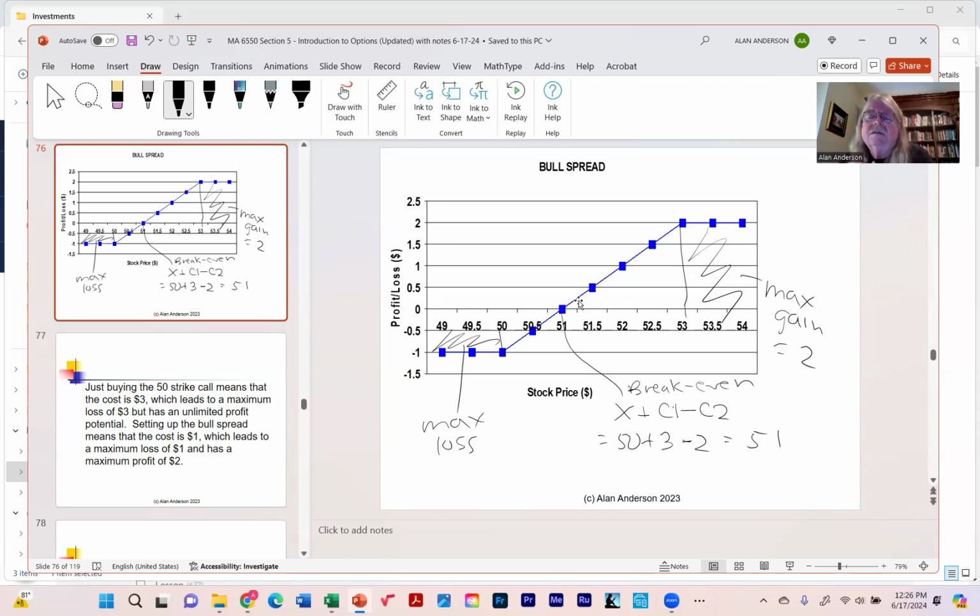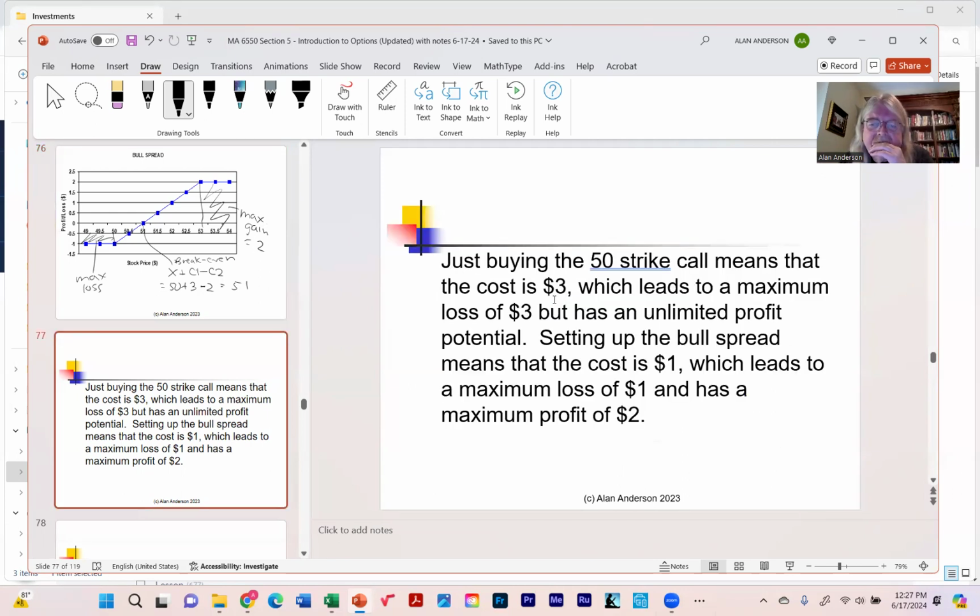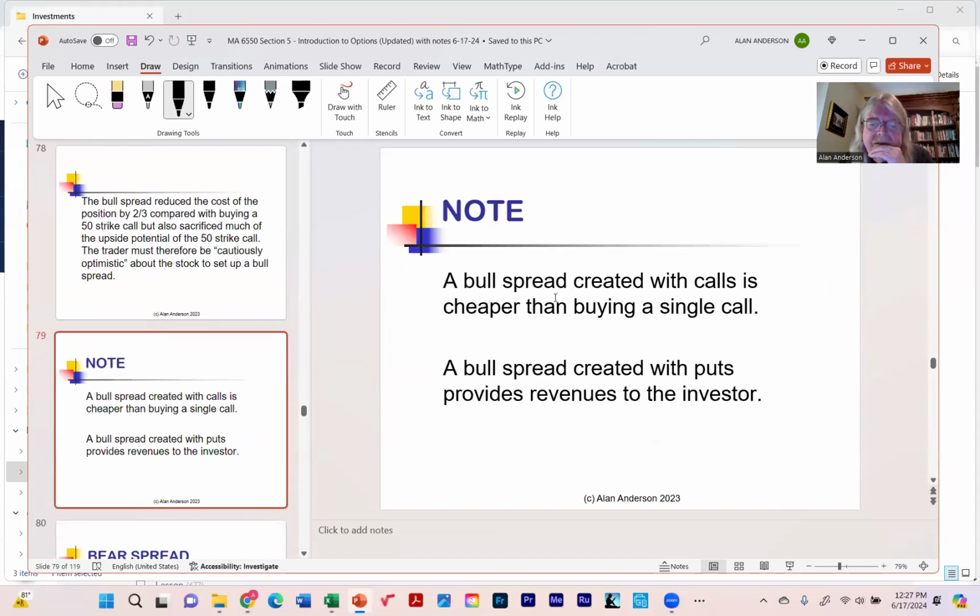All right, so very clever strategy if it proves to work. What if the price goes up to 60? Then they'll be kicking themselves because they lost all that upside potential. But on the other hand, if the price goes very low, then their loss is capped at $1 as opposed to $3. So it's the kind of thing you would set up only if you're pretty sure that this is what's going to happen in the marketplace.